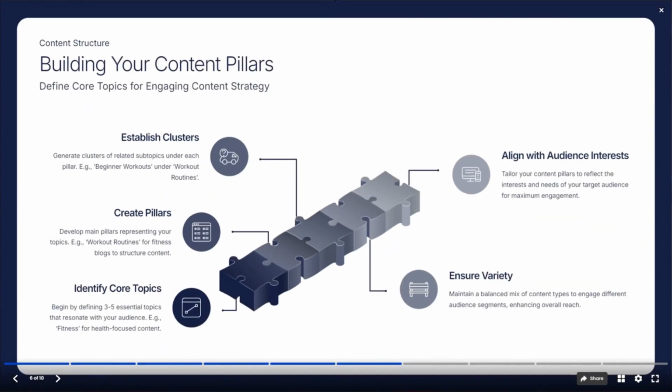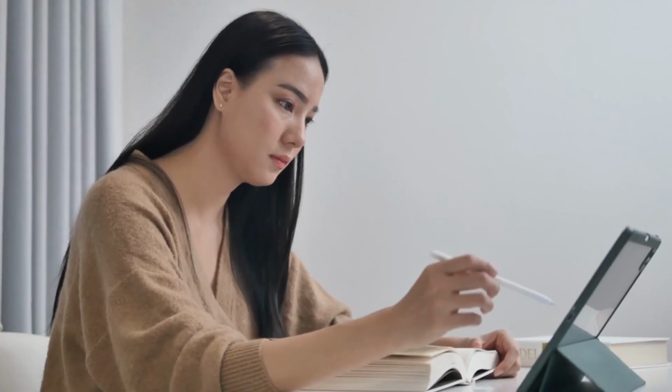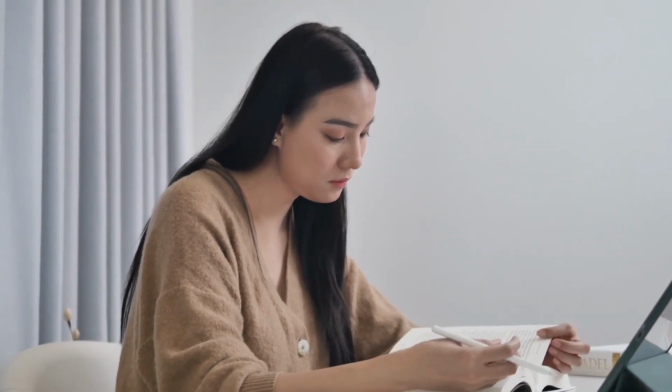So how do you create content pillars? Well, start by defining 3 to 5 core topics that align with your niche and audience interest. For example, pillar 1 could be workout routines. If you're talking about fitness, this could have clusters of beginner workouts, high-intensity workouts, home workouts, etc. Pillar 2 could be nutrition tips, and the clusters could be meal prep ideas, healthy recipes, supplements, and diets. Pillar 3 could be wellness and mindset, with clusters of meditation techniques, stress management, sleep optimization. This approach ensures that you have a balanced variety of content while staying within your expertise.